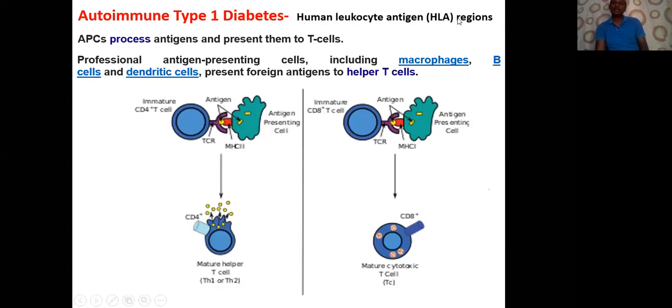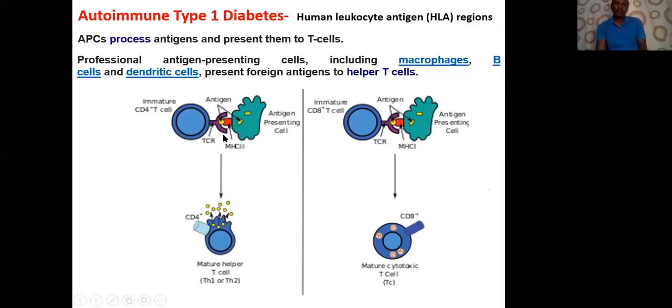Human leukocyte antigen develops the cells. Which cells? Antigen presenting cells. Antigen presenting cells present the antigen to the T cells, and once they are presented to the T cells, antibodies will be generated, and these antibodies will react with the antigen, and finally they will be removed from the body. So what are the antigen presenting cells? You have macrophages, then you have the B cells, and then you have the dendritic cells, and they process the antigens.